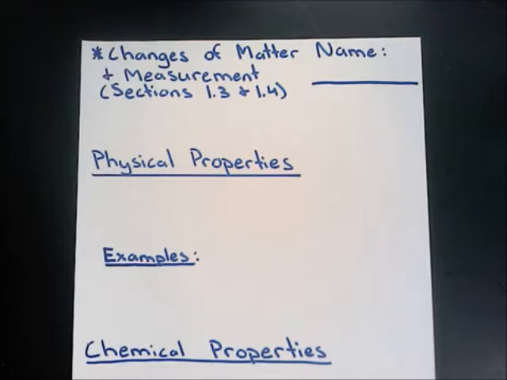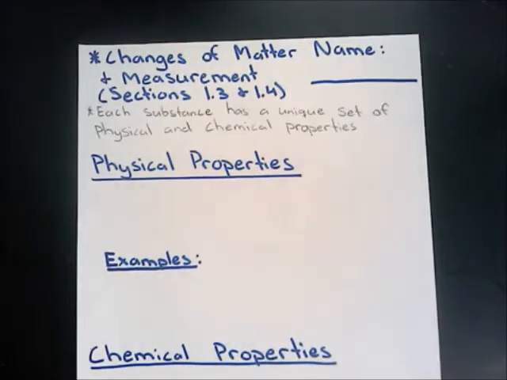So let's go ahead and get started here. The first thing, before we even get into physical and chemical properties, I want you to know that each substance has a unique set of physical and chemical properties. And so this is what distinguishes each and every substance that we deal with. Having these different properties allows us to separate them, allows us to classify these particular substances into different categories.